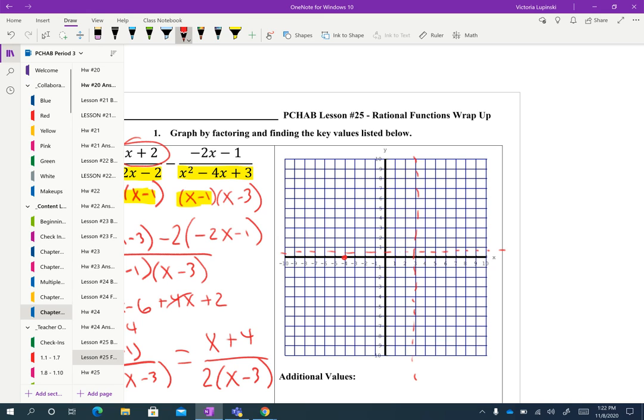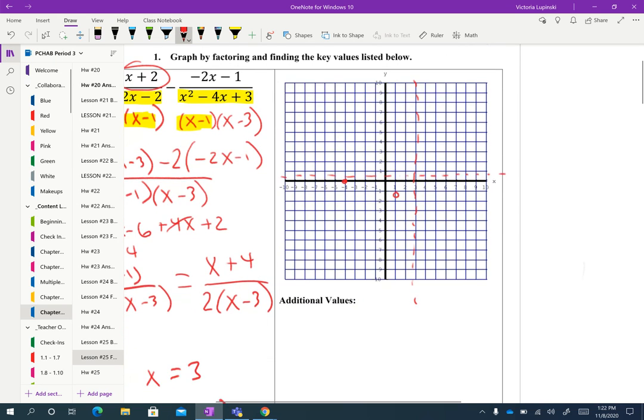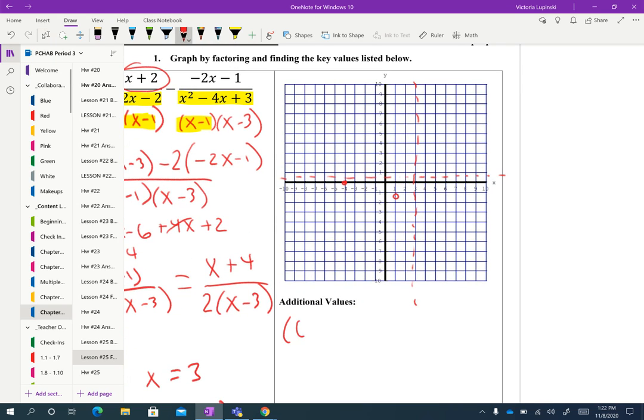Then your hole is located at 1, negative 5/4. So that's 1, negative 1.25. And again, draw it as an open circle. Then from here, if you want to go ahead and find a couple of additional values, the y-intercept is usually a good one. So if you plug a 0 in at any time along the way, you're going to get a y-intercept of negative 2/3. It's going to be right here.